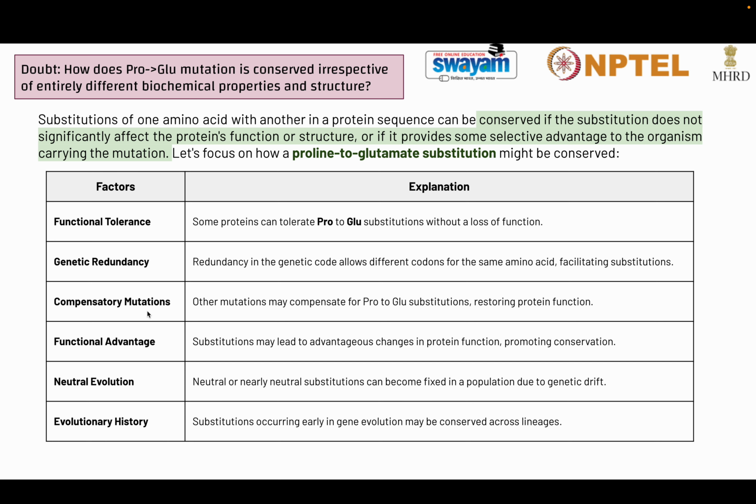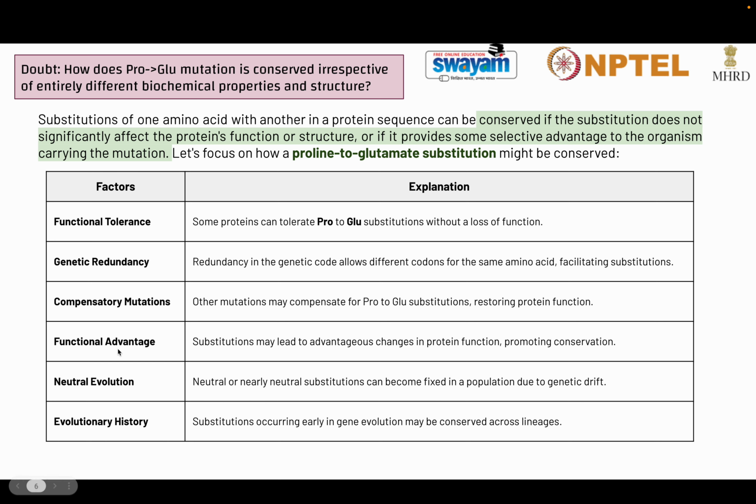Then compensatory mutations. Sometimes in one place there is a substitution or mutation which might have a drastic effect on the protein function or structure, but at the same time some other mutation occurring at another position compensates for this particular mutation. For example, at position three, if proline is substituted with glutamic acid, then similarly at position six, glutamic acid is substituted with proline. So in this case, there is a balance. It is possible that there are compensatory mutations which minimize, or you can say compensate for, the effect of a particular substitution and restore the protein function.